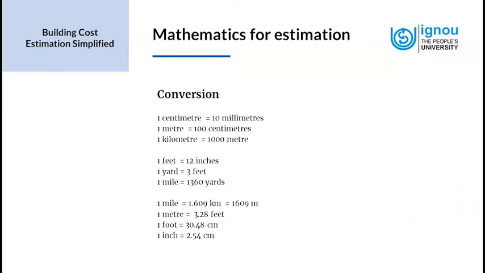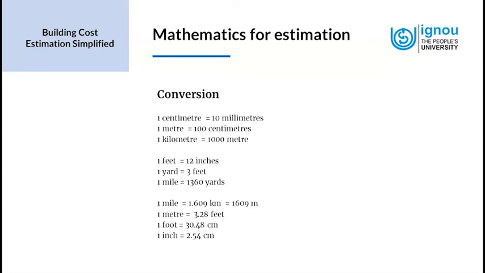We have it on the screen, the relation between centimeters and millimeters. 1 centimeter is equal to 10 millimeters. 1 meter is equal to 100 centimeters. 1 kilometer is equal to 1000 meters. And we have the conversion of feet and inches. 1 foot is equal to 12 inches. 1 yard is equal to 3 feet. 1 mile is equal to 1760 yards. And 1 mile, when we convert it into kilometers and meters, is 1.609 kilometers and 1609 meters respectively.